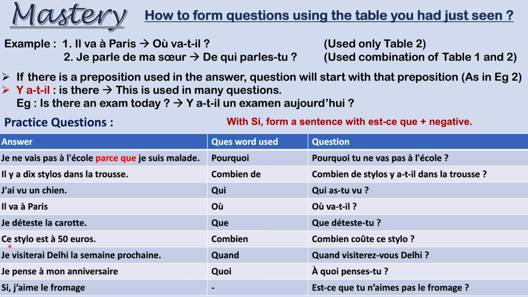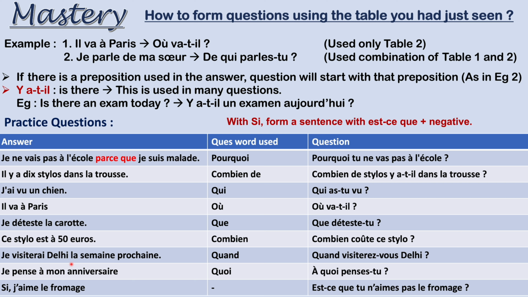Next question. Ce stylo coûte 50 euros. Means this pen costs 50 euros. We'll be using combien, right? So it will be Combien coûte ce stylo? Means how much does this pen cost. So we have used combien.